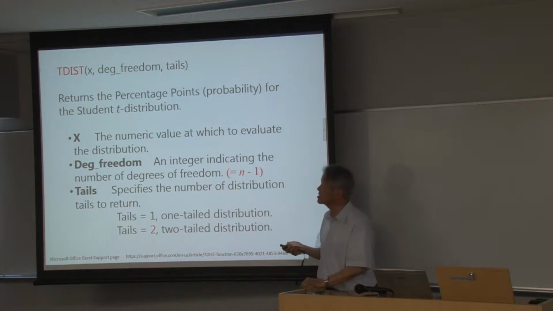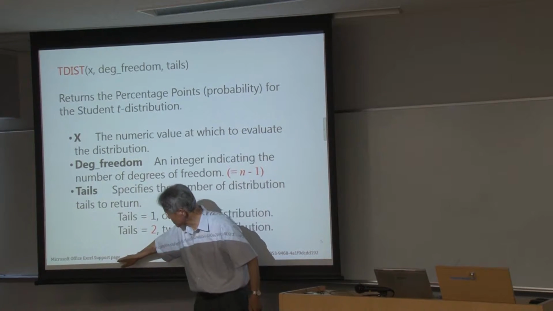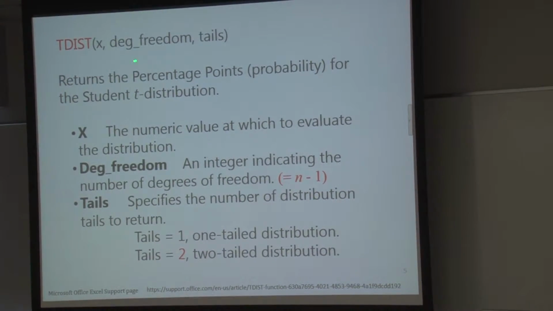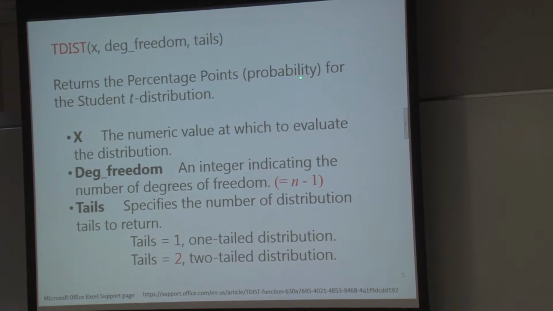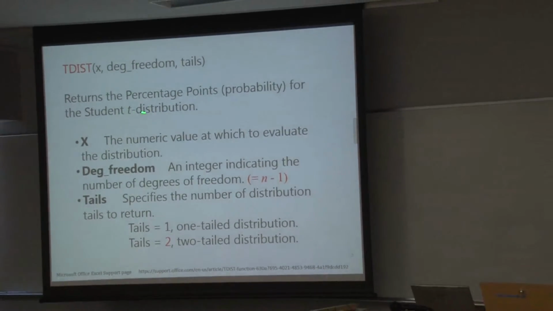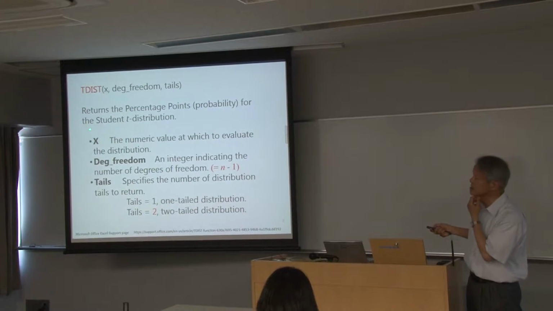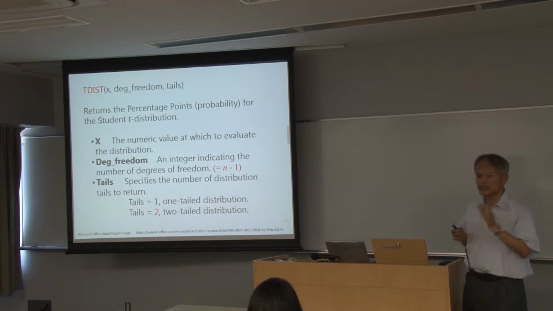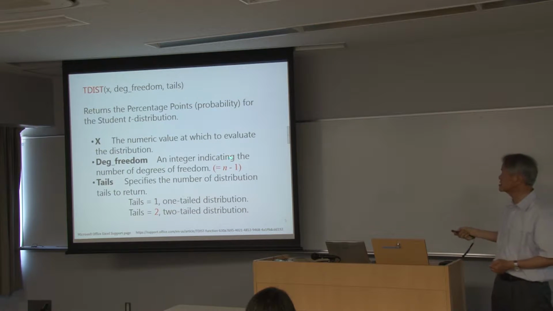This is an Excel function. And you can go to this URL, the Microsoft Office Excel support page. Then you will see these explanations about t-distributions. This function returns the percentage points, the probability, for the Student t-distribution. X is the t-value, and the degree of freedom here is sample size minus 1. So in this case there are 9 samples, 9 minus 1, so this is 8.